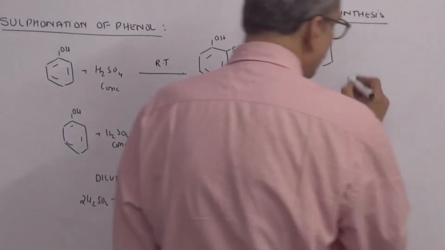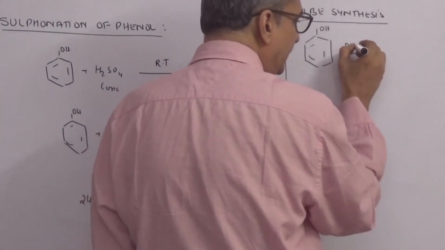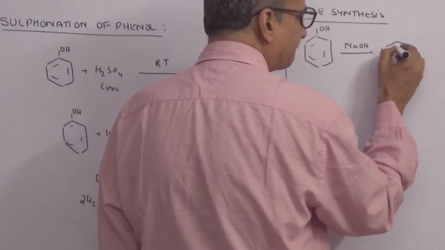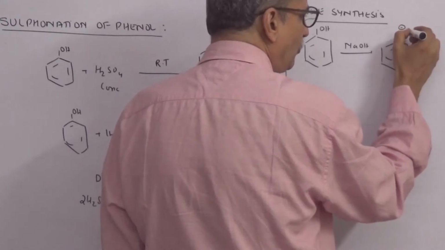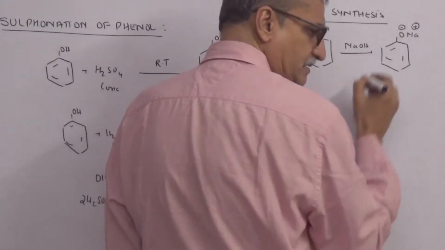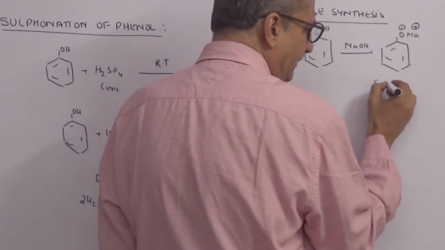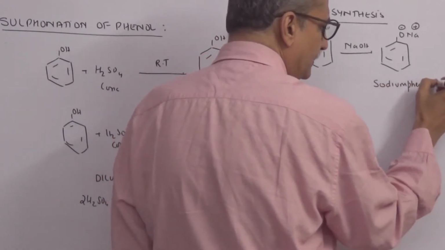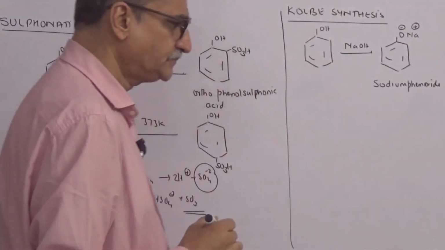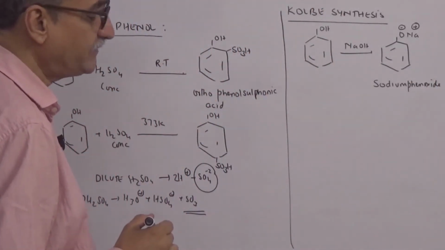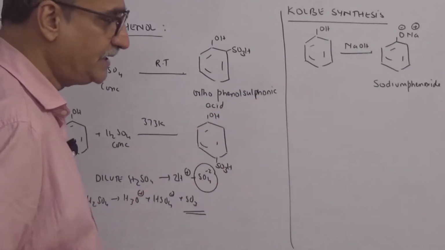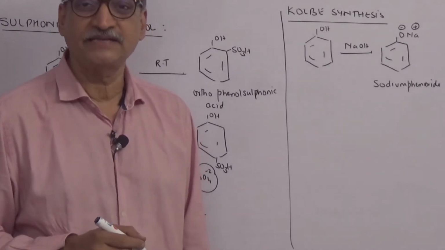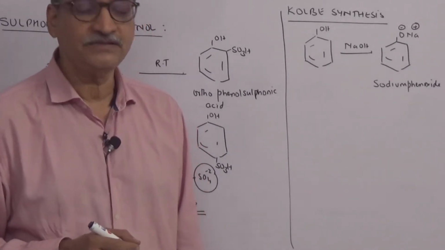Why? Because sodium phenoxide is more reactive. So you get sodium phenoxide, O- Na+. Sodium phenoxide is more reactive as compared to phenol, because last time I had discussed this with you, the number of charges in phenoxide is less, and in case of phenol it is more.